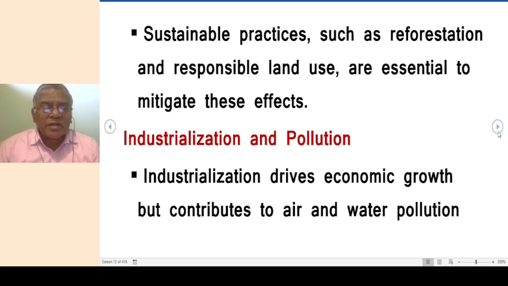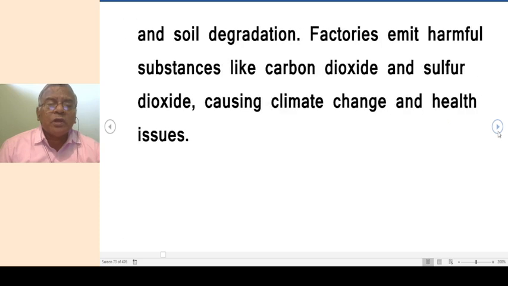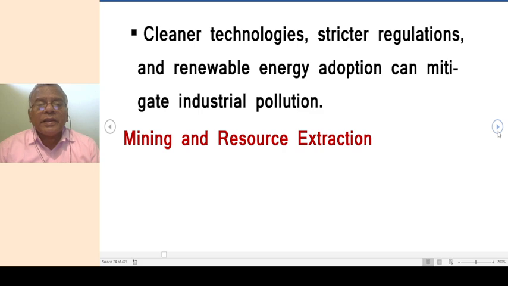Let us talk about industrialization and pollution, another anthropogenic activity. Industrialization drives economic growth but contributes to air and water pollution and soil degradation. Factories emit harmful substances like carbon dioxide and sulfur dioxide, causing climate change and health issues. Cleaner technologies, stricter regulations, and renewable energy adoption can mitigate industrial pollution.